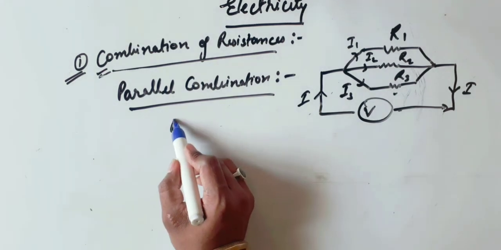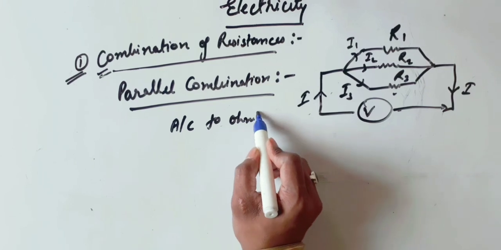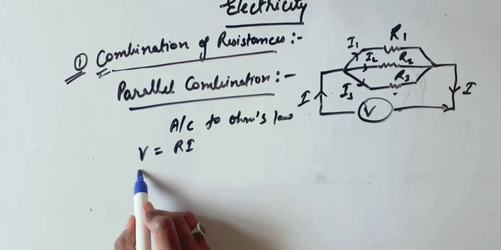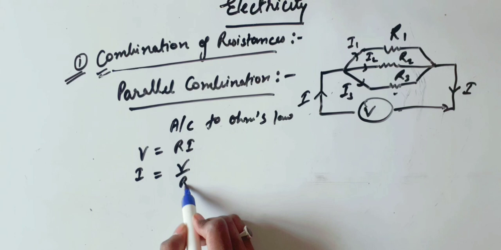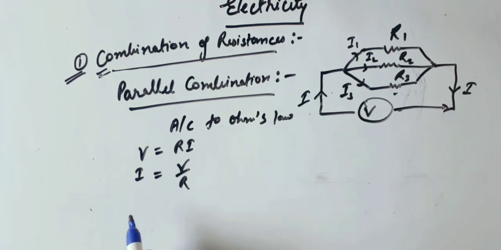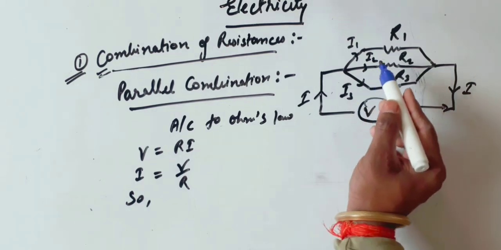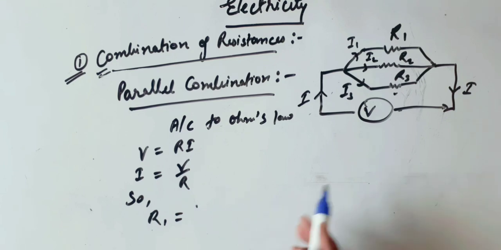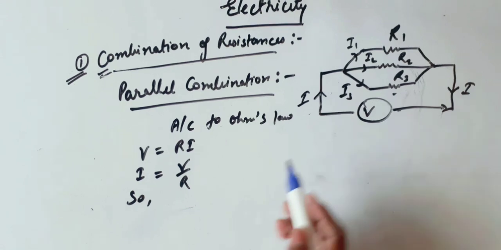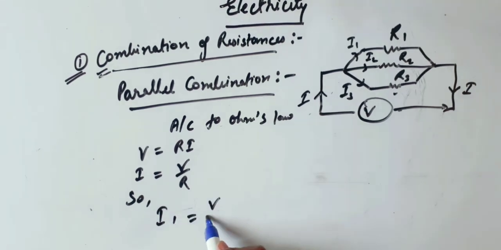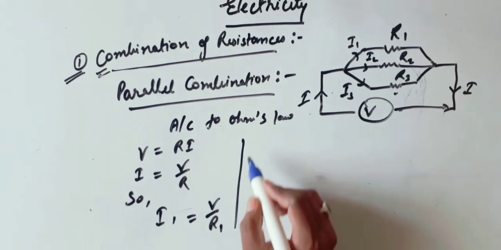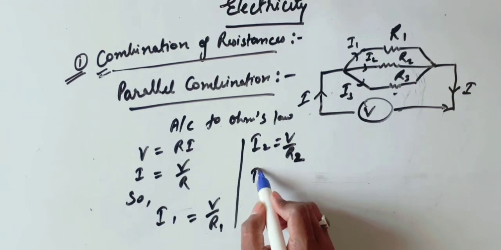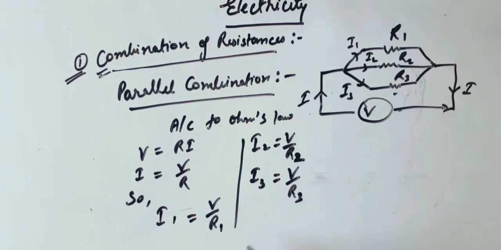So friends, according to Ohm's law, V is equal to R into I. Okay, so we get I is equal to V upon R. So in this combination, I1 will be equal to V upon R1, I2 will be equal to V upon R2, and I3 will be equal to V upon R3.